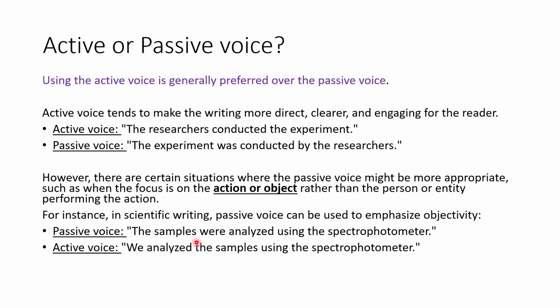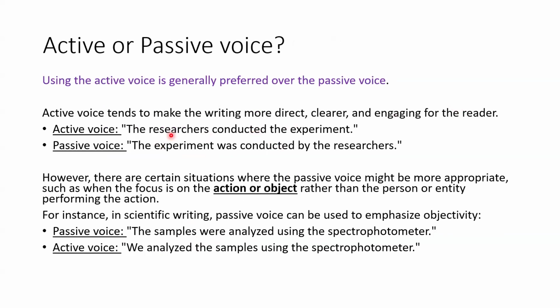And then active or passive voice. Now, this is something that some might be confused with, using the active voice and passive voice. Active voice is generally preferred over the passive voice. Not always, but that is the case. Active voice is short in sentences, and also it is easy to understand. For example, active voice tends to make the writing more direct, clear, and engaging.